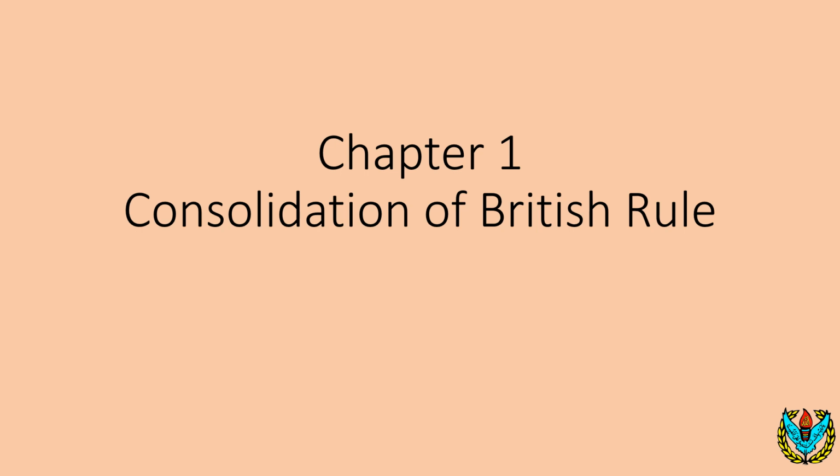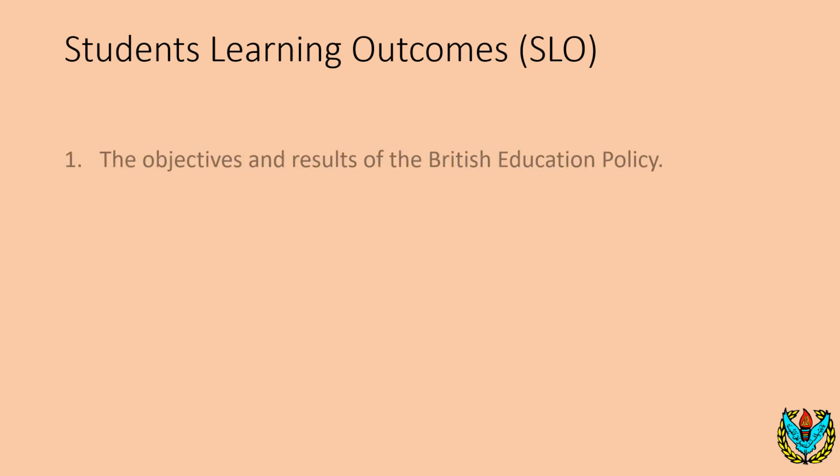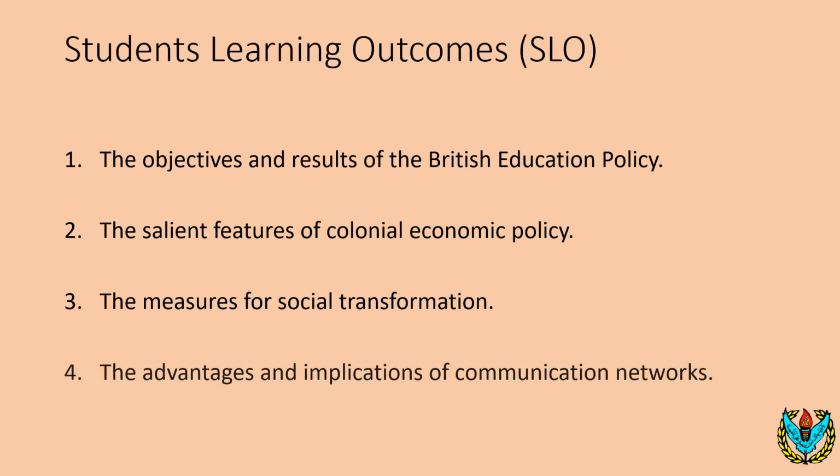Today I am going to teach you chapter number 1, Consolidation of British Rule. This is the continuation of lecture number 1. After this lecture, students will be able to understand the objectives and results of the British education policy, the salient features of colonial economic policy, the measures for social transformation, and the advantages and implications of the communication network.